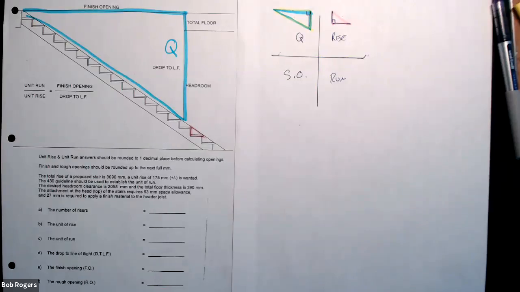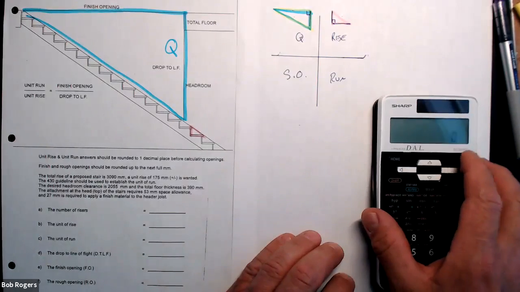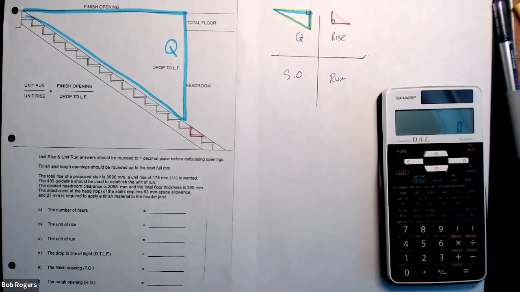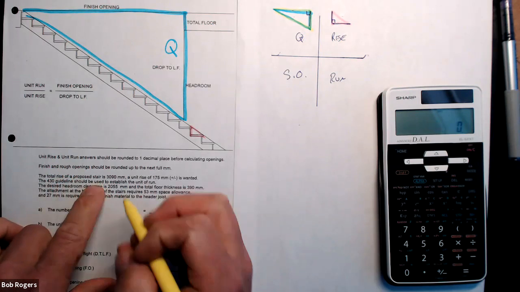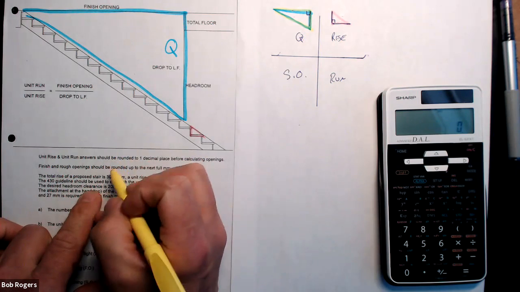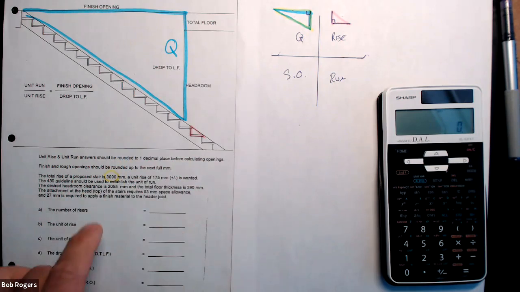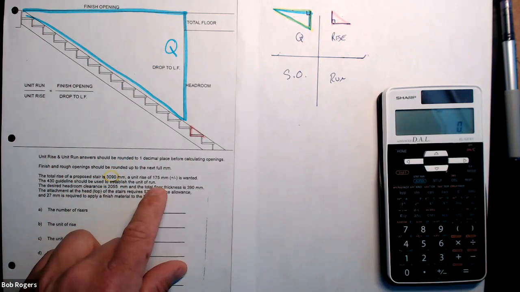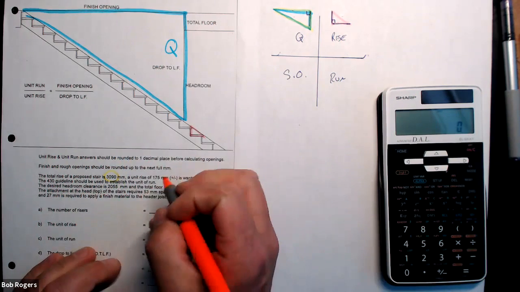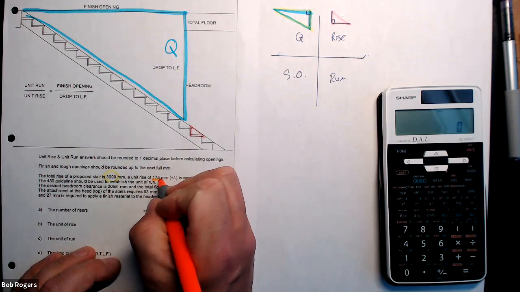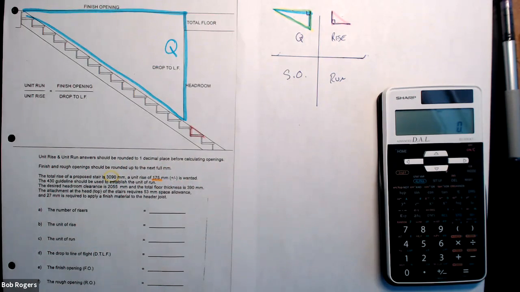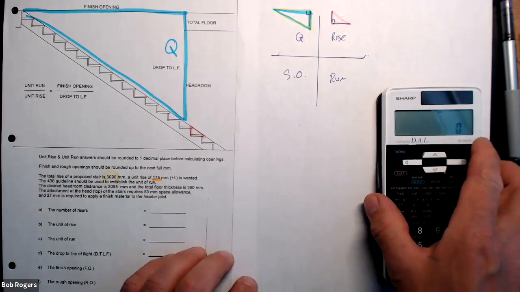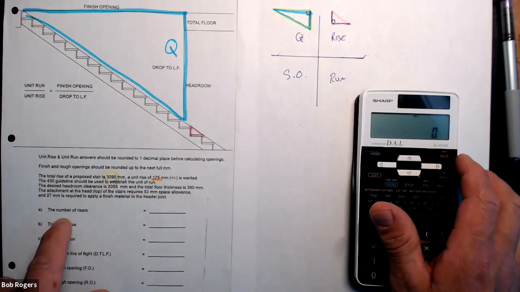So let's get our friend, the calculator, going here. Number of risers. Let's go ahead and let's identify some of the things we need in here. The total rise for the proposed stairs is 3090. So that's our total rise, and we're looking for a unit rise of 175. So we call this our desired rise. So let's calculate the number of risers, the unit rise, and then we'll continue on.